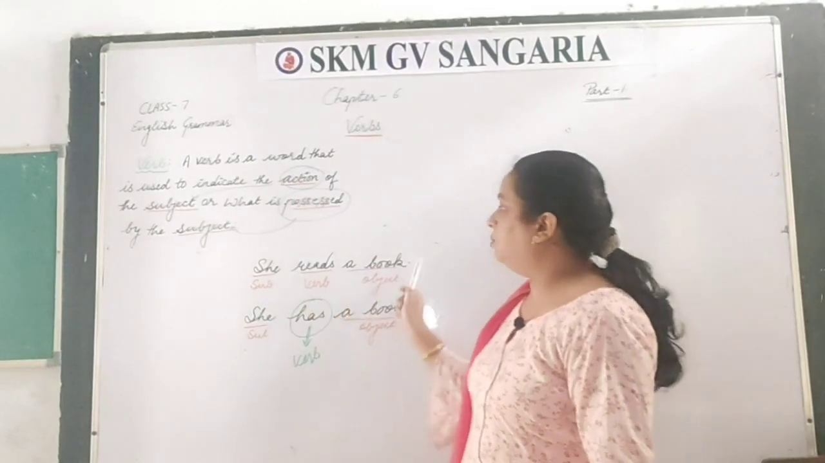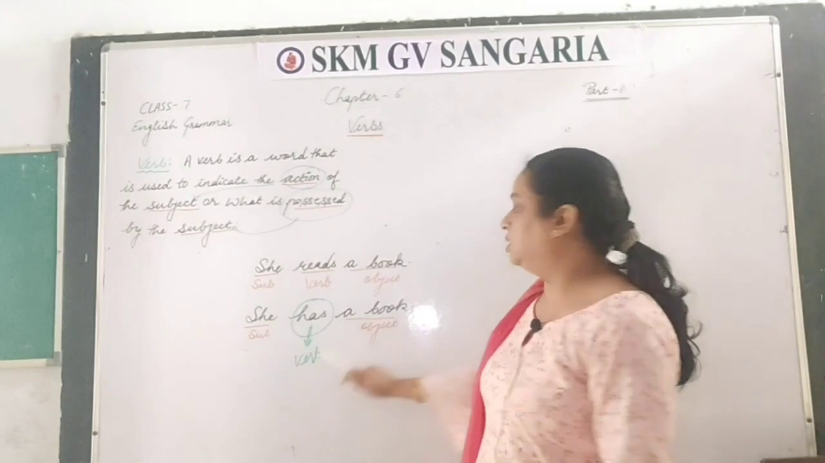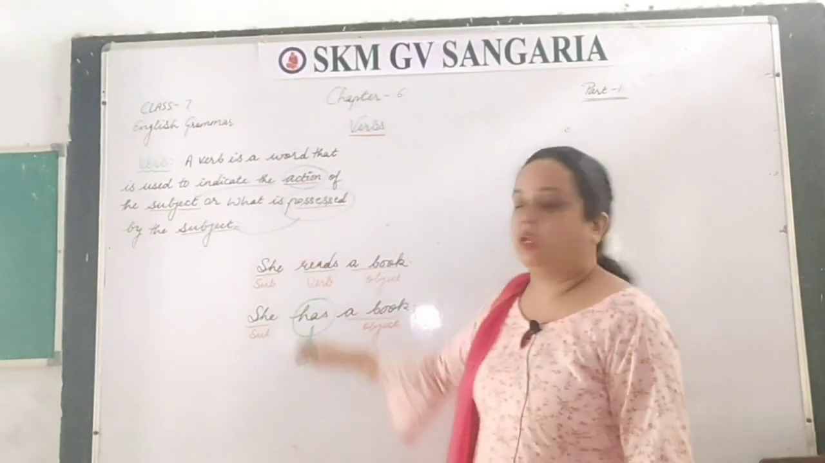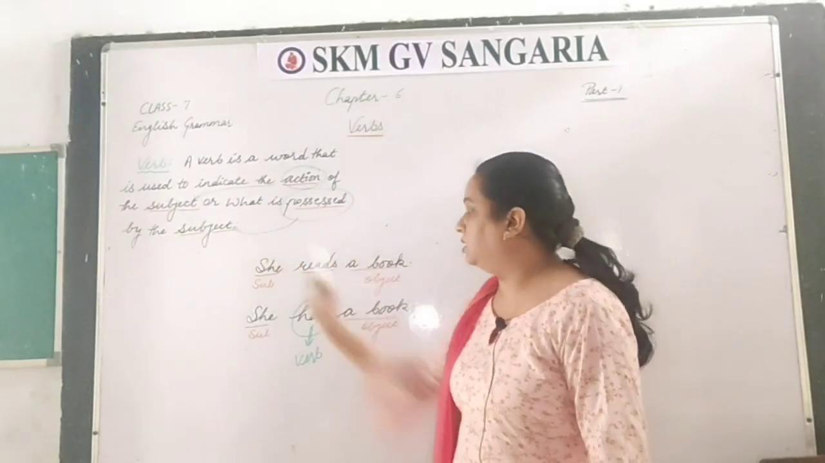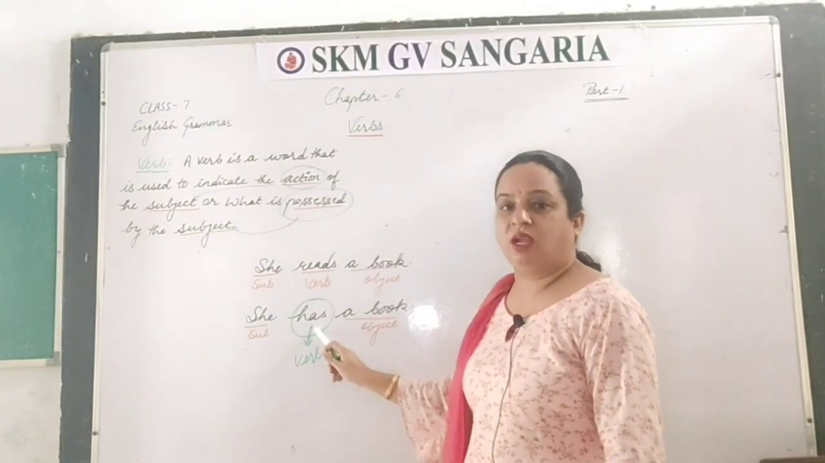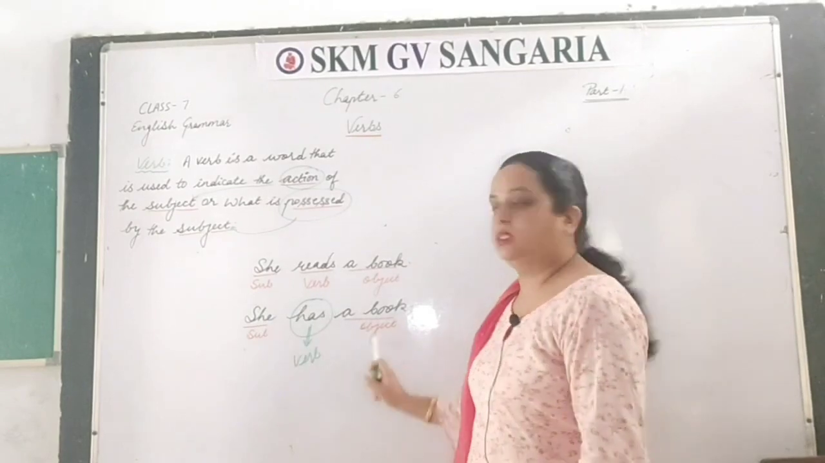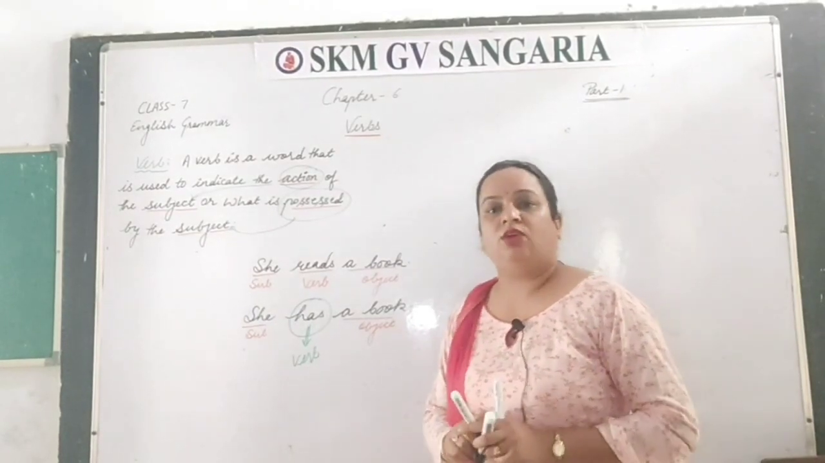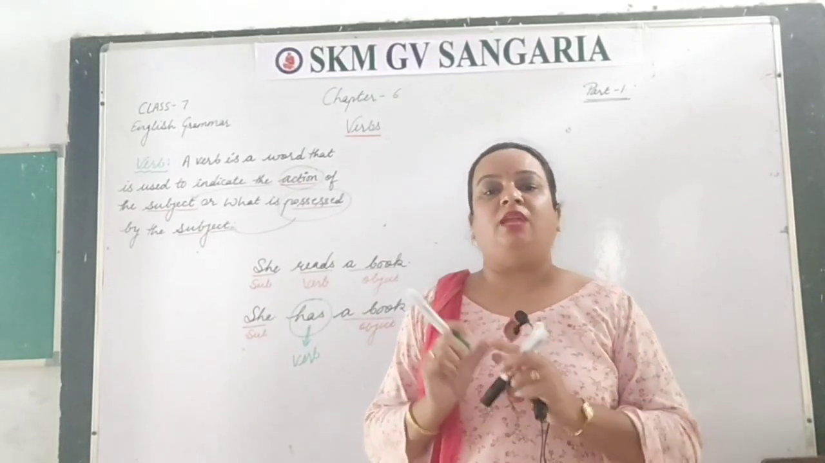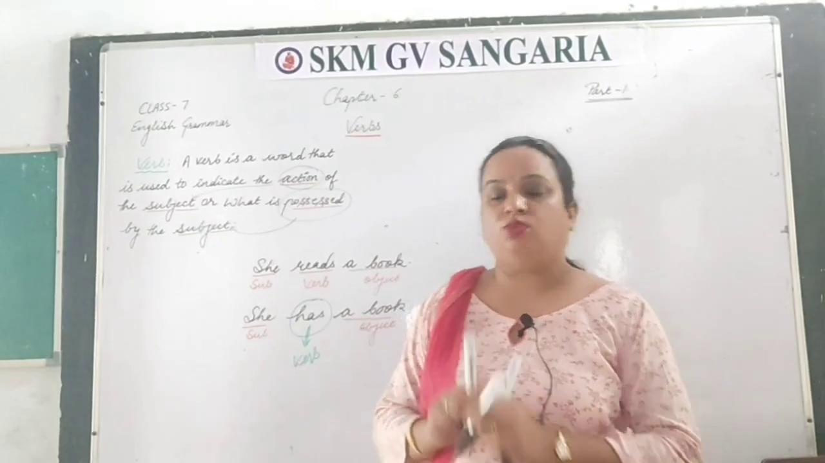So in she reads a book, reads is the verb here. In she has a book, has is the verb here. And whatever I have written in the definition, what is possessed by the subject, this word has is indicating here that she, who is the subject, has a book. Clear? So you have to keep this in mind: when there is no main verb in the sentence, the helping verb acts as the verb there. Okay, so this is the first thing.